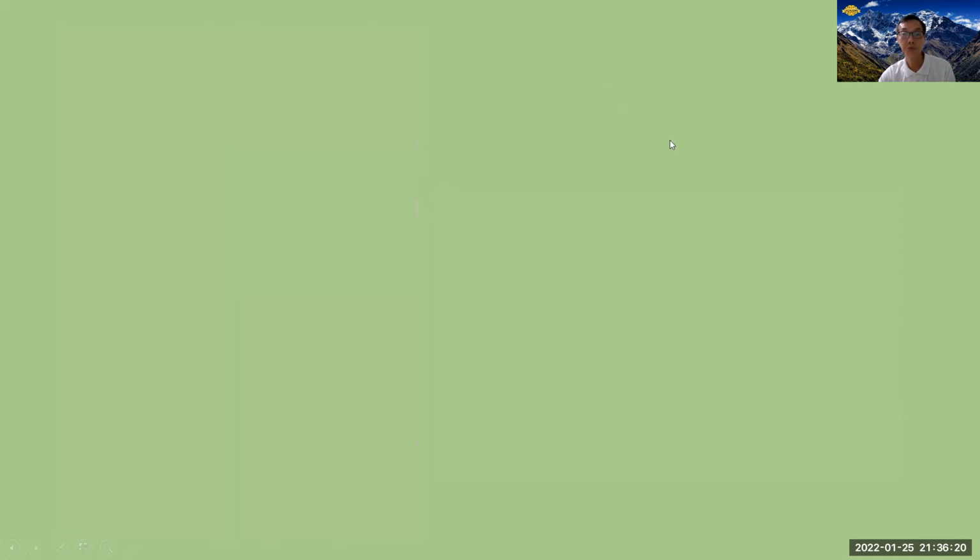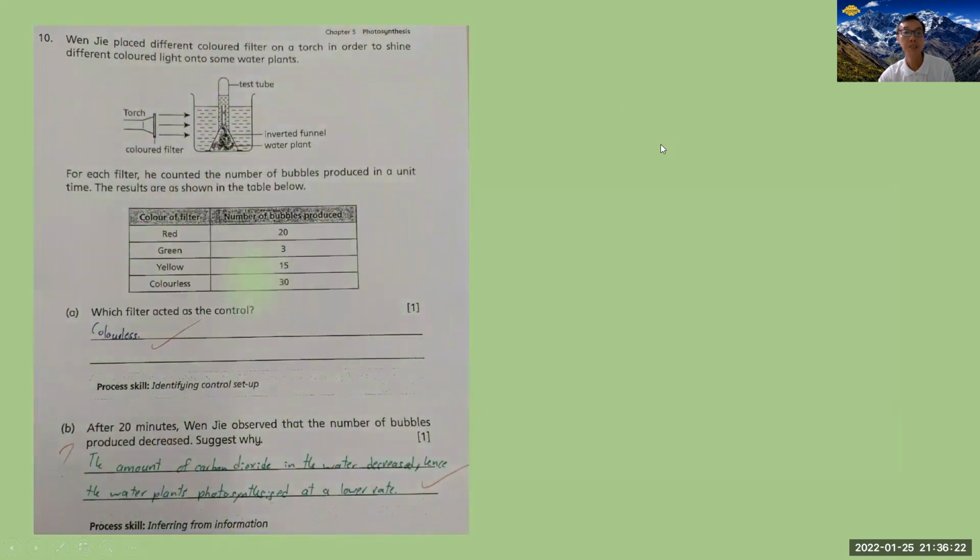Let's move on to the next question, which is very similar. We just place different colored filters on a torch in order to shine different colored lights on some water plant as shown here. They ask which filter acts as a control. So definitely the answer is colorless. And they ask, after 20 minutes, Weijie observed the number of bubbles produced decrease. Suggest why. At first, this student did not know how to answer, and this is the correction.